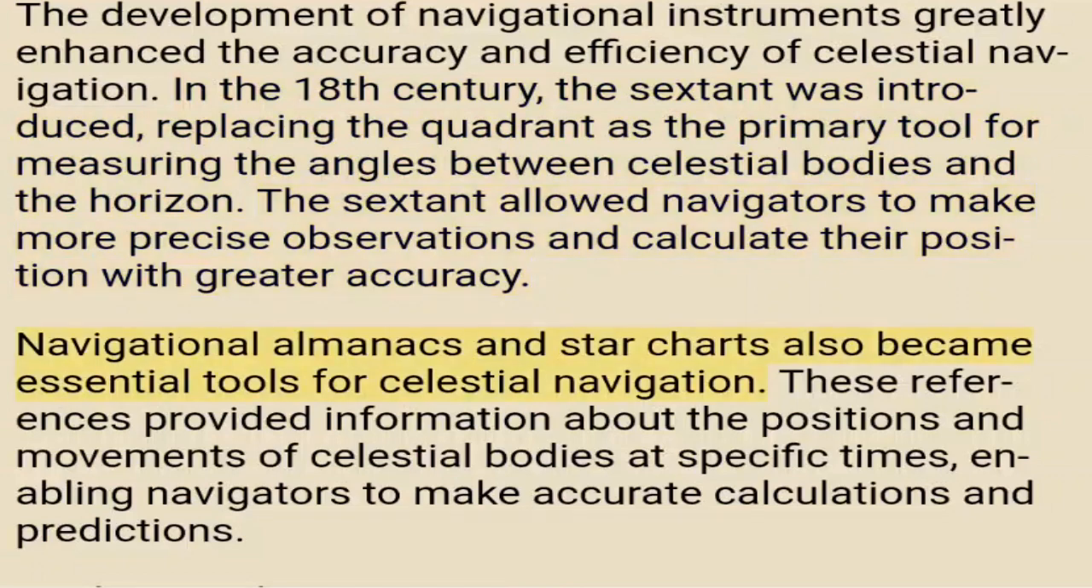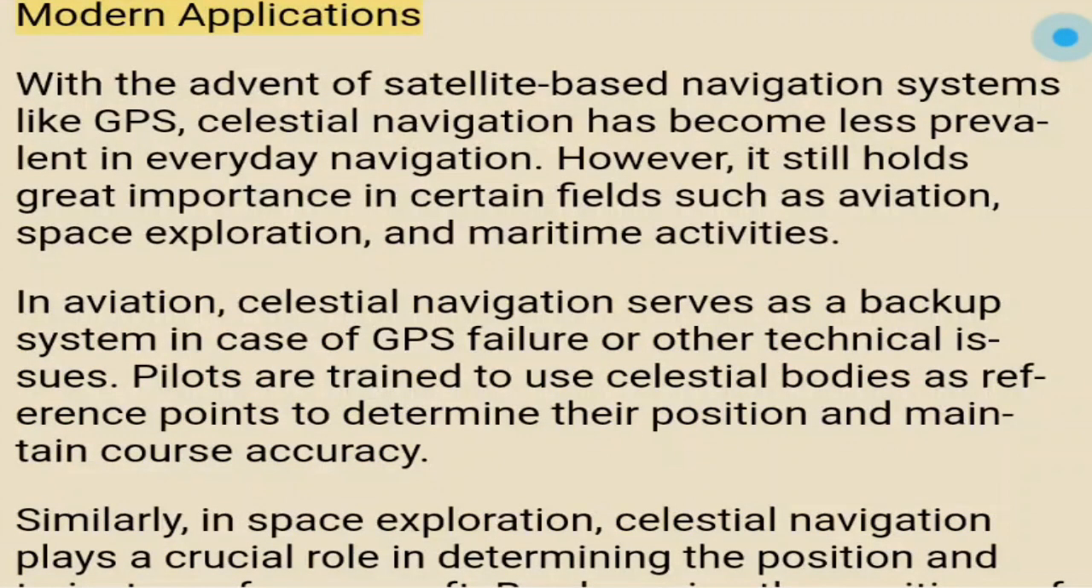Navigational almanacs and star charts also became essential tools for celestial navigation. These references provided information about the positions and movements of celestial bodies at specific times, enabling navigators to make accurate calculations and predictions.